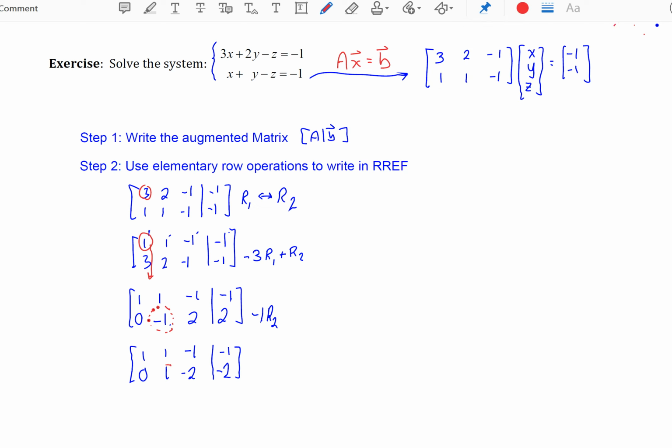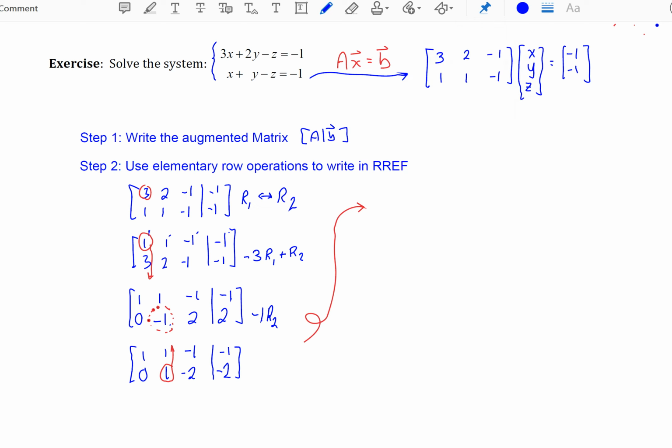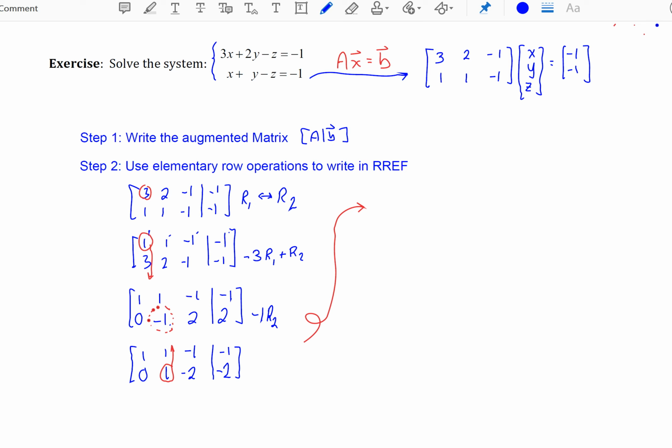Now that we have a 1 in this pivot position, we want to use it to make the values above it turn into 0. So I'll do that by maybe going negative row 2 plus row 1.